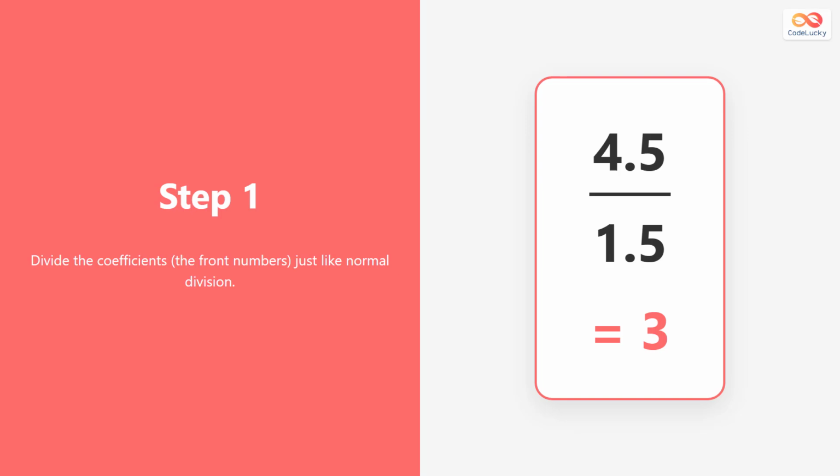First, let's look at the coefficients. We simply divide them just like any normal division problem. 4.5 divided by 1.5 equals 3. That's the first part of our answer.